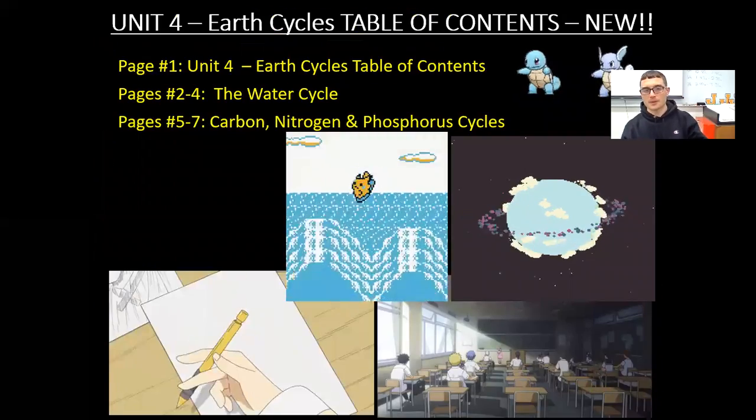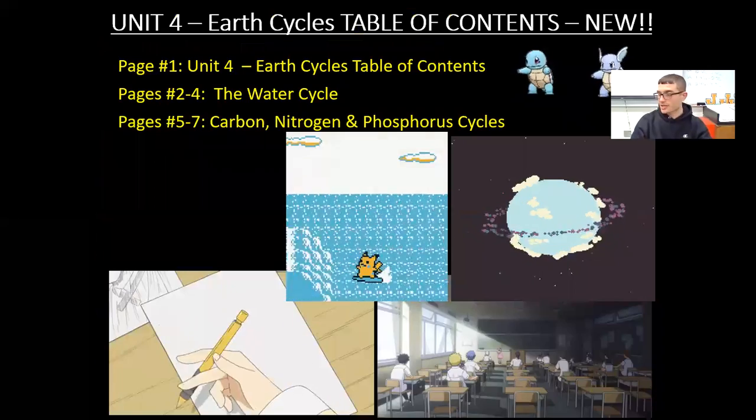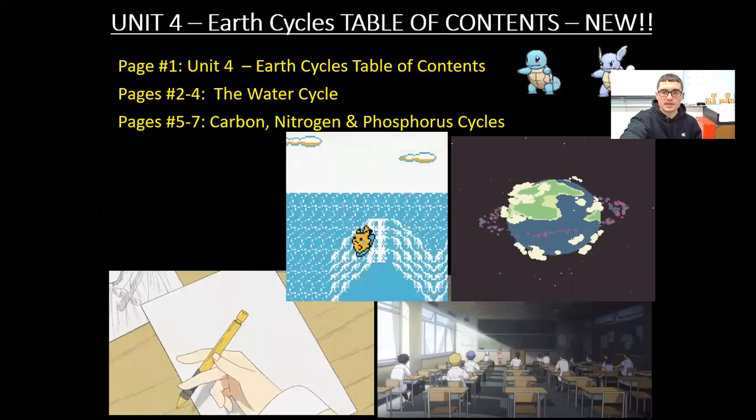Go ahead and update your table of contents, guys. Pages 5 through 7: we have carbon, nitrogen, and phosphorus cycles, which we are starting today. Pause the video and update that as you see fit.